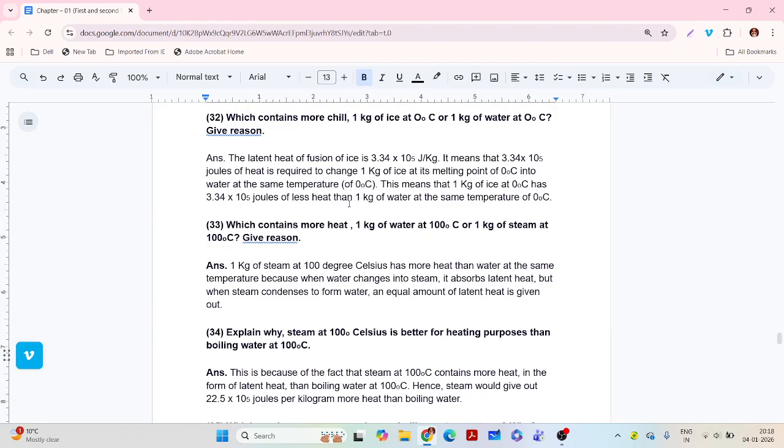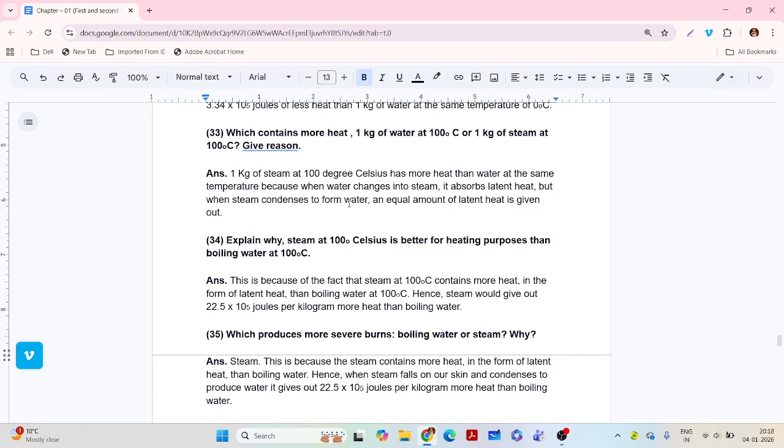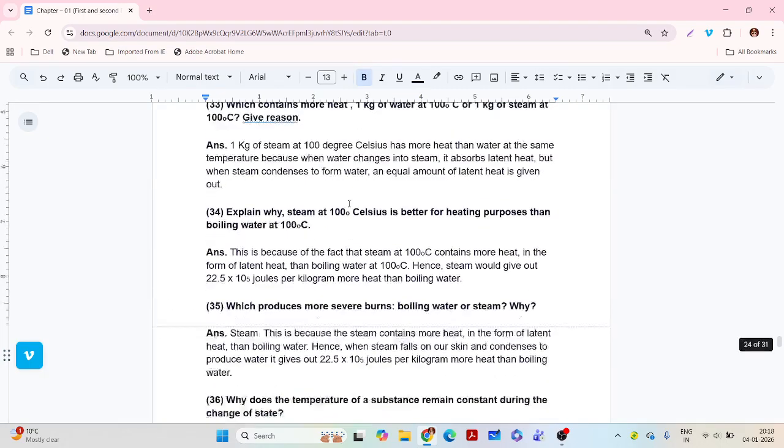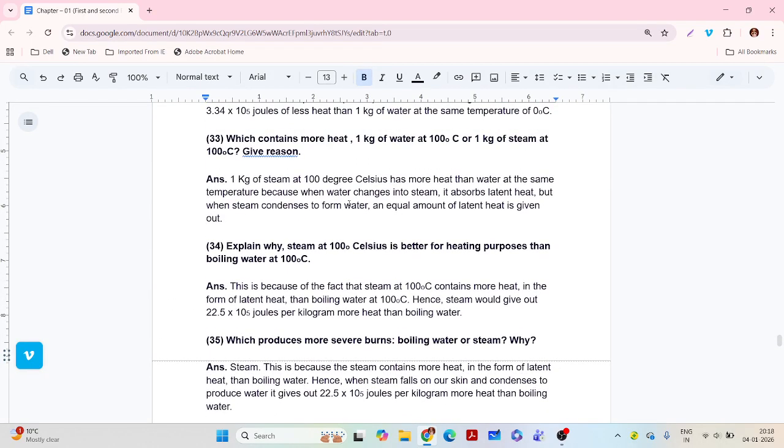Explain why steam at 100 degrees Celsius is better for heating purposes than boiling water. It is because steam has absorbed extra latent heat of vaporization and it will give off more heat. That's where it is better. Which produces more severe burns? Boiling water or steam? Why? Steam, because it has absorbed extra latent heat of vaporization.